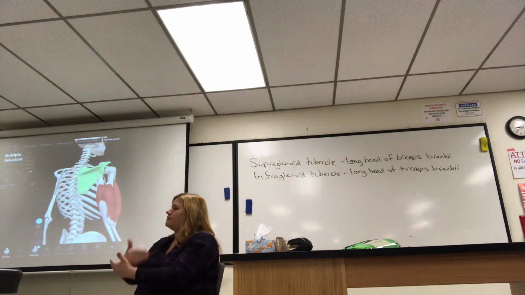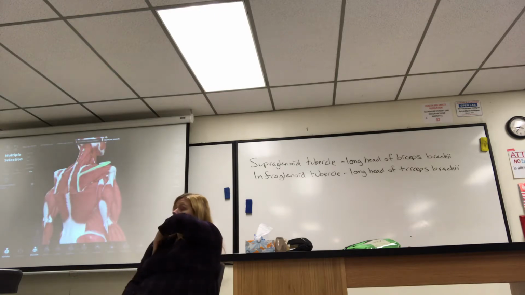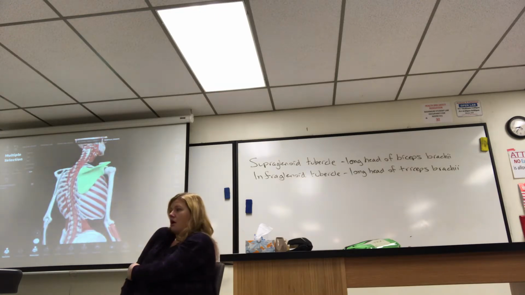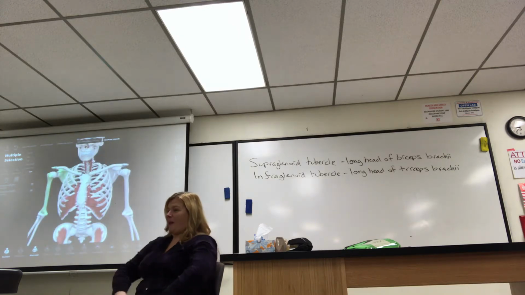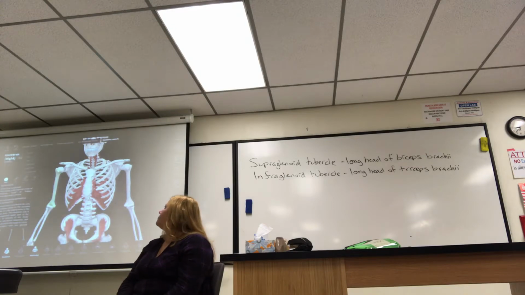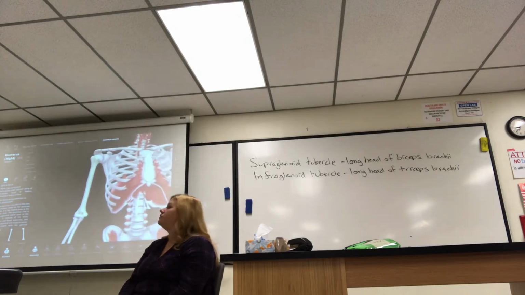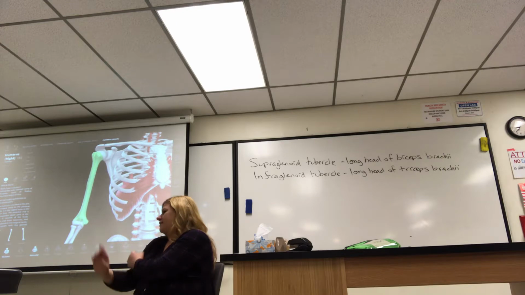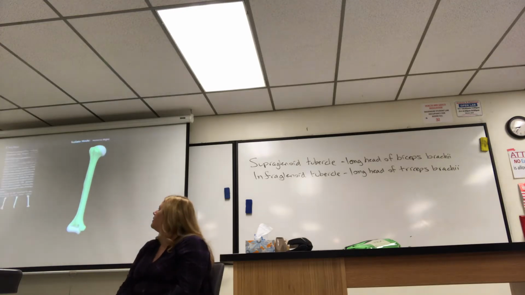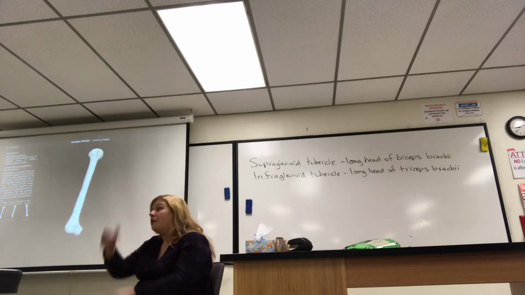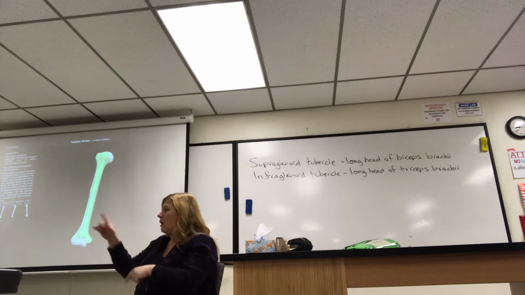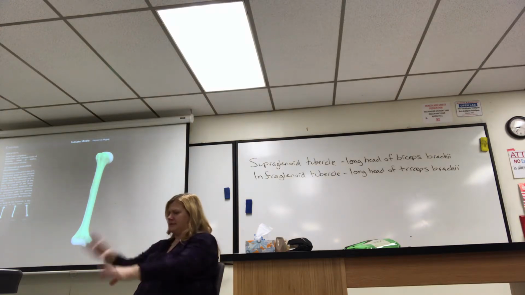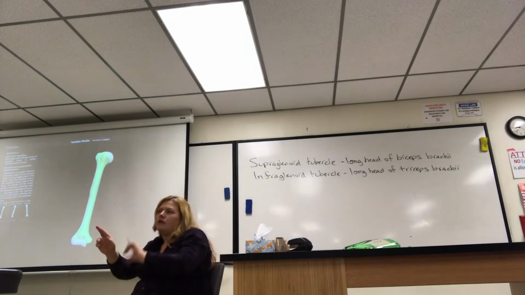Moving on from shoulder blade to humerus. The humerus on the right side. Don't forget about the left one. This is the one on the right. Try to orient yourself. If you saw this bone just laying on the desk, could you identify it as humerus? It is the longest bone, largest bone of the upper extremity.